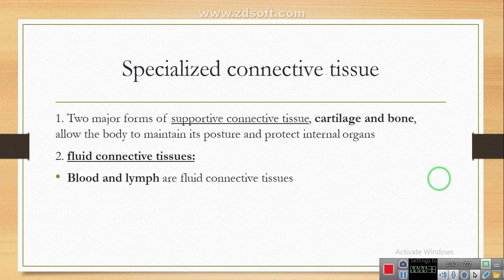Basically, there are two major forms of the connective tissue. Number one is the supportive connective tissue and number two is the fluid connective tissue. The supportive connective tissue include the bones and the cartilage, which helps to maintain the posture and to protect the internal organs. And the fluid connective tissue include the blood and the lymph, and they are basically the type of the fluid connective tissue.